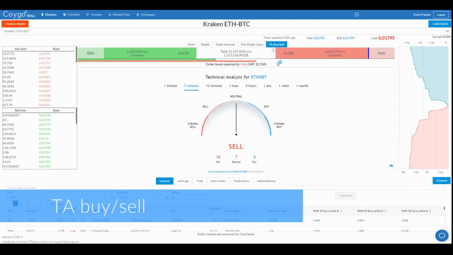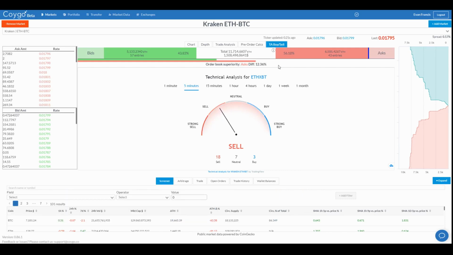And then the last data view is a quick overview of technical analysis for either buy or sell indicators. This is also provided by TradingView, and you can change the interval here. So we can say that by combining a number of indicators, the general sentiment right now is towards selling in the Ethereum Bitcoin market.